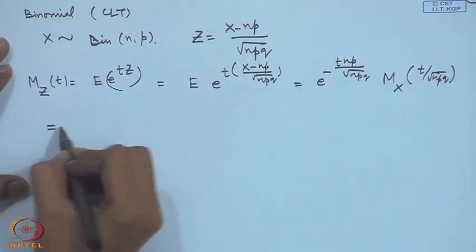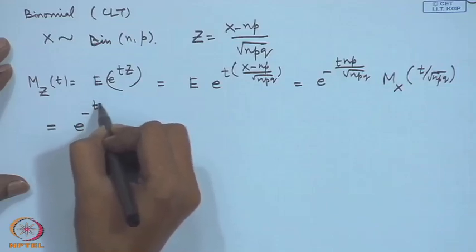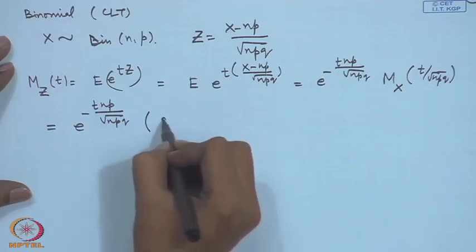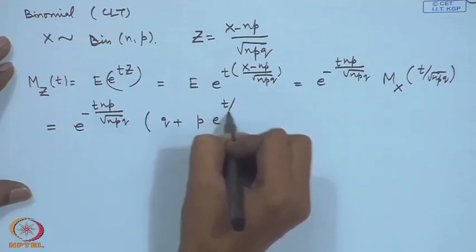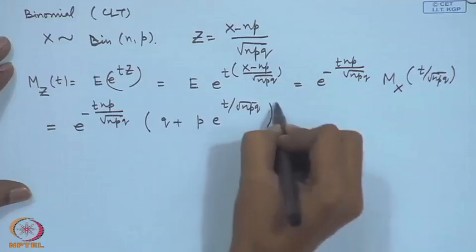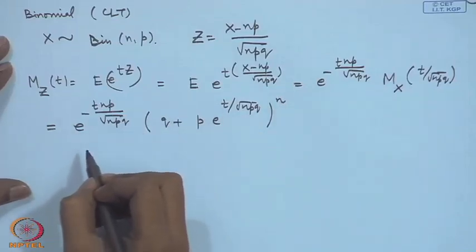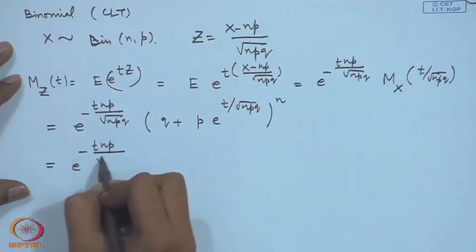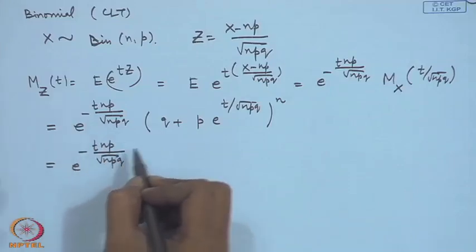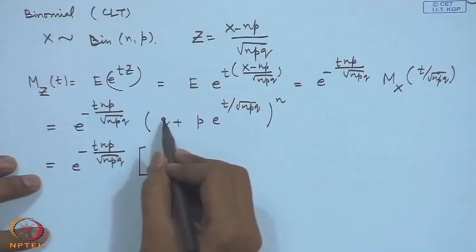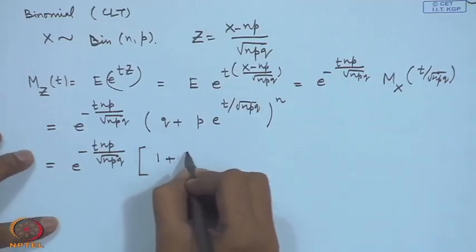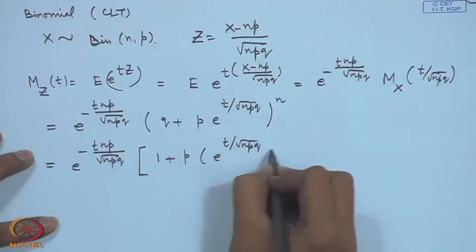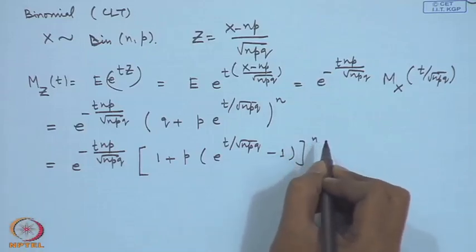So, from there we conclude that it is e to the power minus t np divided by root npq, times (q plus p e to the power t by root npq) whole to the power n. So, this we can write as e to the power minus t np divided by root npq, and this term q, I write as 1 minus p. So, I can write as (1 plus p (e to the power t by root npq minus 1)) whole to the power n.